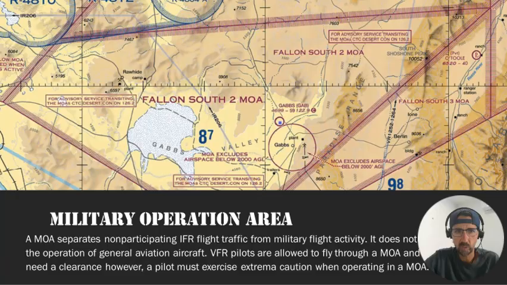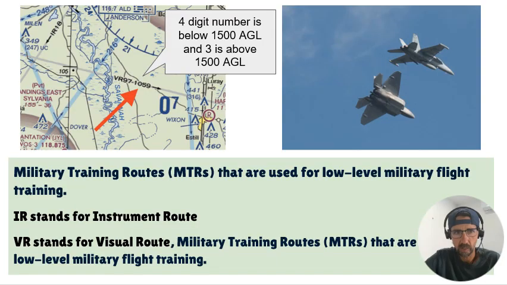So military operation areas, MOA, separates non-military participating aircraft IFR traffic from military flight activities. So that's what it's doing, separating aircraft activities. You have your IR and VR routes. You have a 4-digit number if it is below 15,000 feet AGL, and a three-digit number if it's above 15,000 feet AGL. And IRs stand for instrument route, and VR stands for visual route. So these are just areas where these jets are moving from place to place, and they're usually flying pretty fast. So they kind of want you to not really be in that area too much.